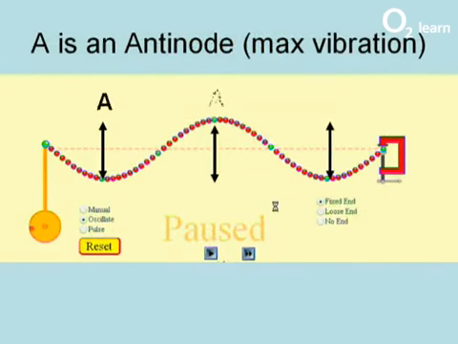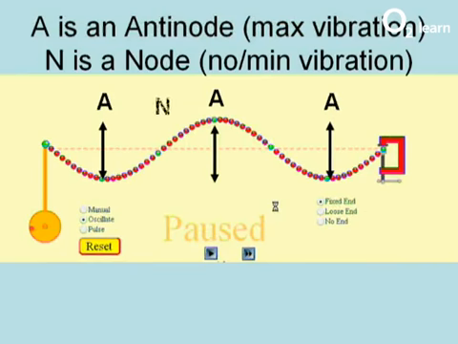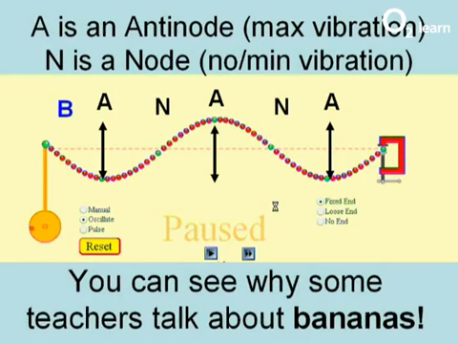Indicate the antinodes, places of maximum vibration. The ends, the nodes, where there's no vibration. And you can see why some teachers talk about bananas. Have you spotted the gorilla yet?